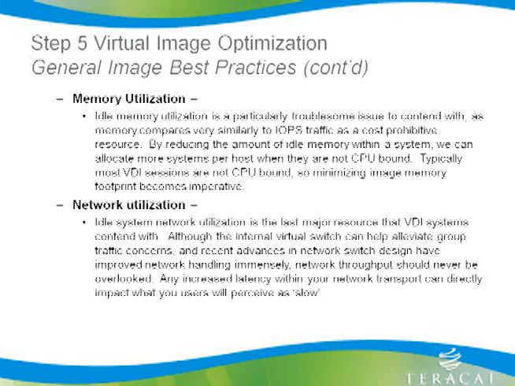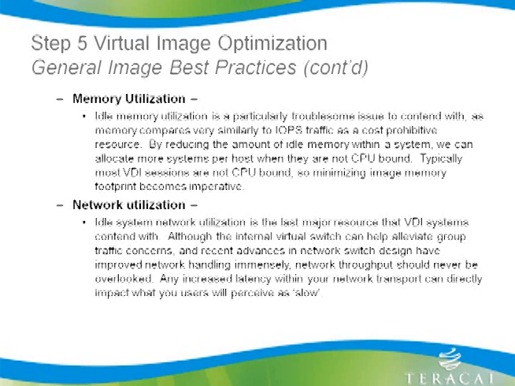All right, the fourth area we're going to talk about is network utilization. Idle system network utilization is the last major resource that VDI systems contend with. Although the internal vSwitch can help alleviate group traffic concerns, and recent advances in network switch design have improved network handling immensely, specifically 10 gig. 10 gig is great. It's almost like infinite traffic. Network throughput should never be overlooked.